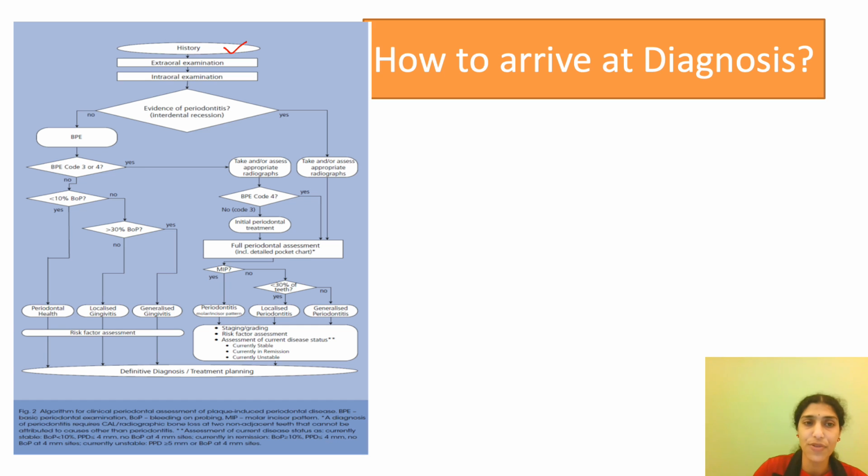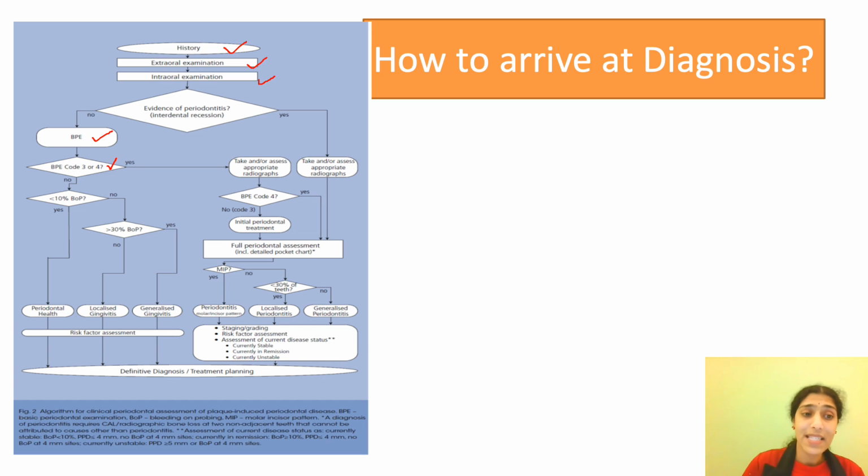I have a small flow chart to go through. You have done the history, the extraoral examination, the intraoral examination. Then you find whether there is evidence of periodontitis or not, based on the BPE. If you think there is no evidence of periodontitis, just do the BPE, and then if the BPE scores are 3 or 4, you suspect periodontitis, right? If there is no score of 3 or 4, it is usually only gingivitis. That also depends upon the bleeding, whether there is gingivitis or it is healthy.